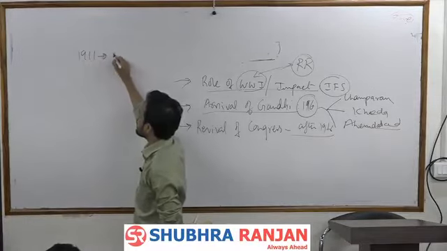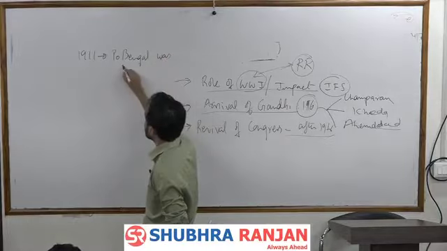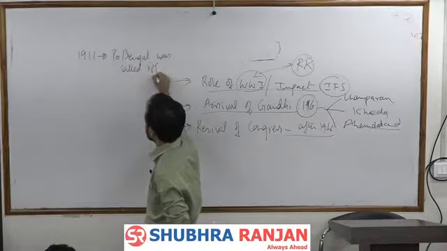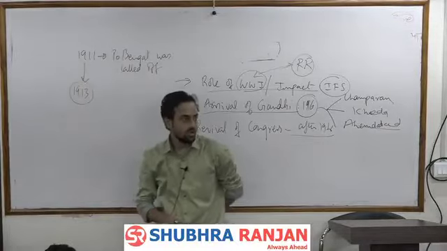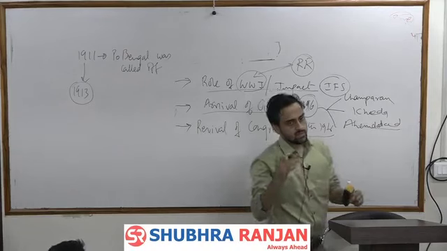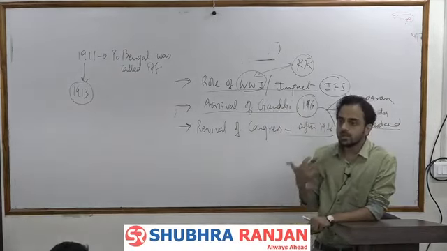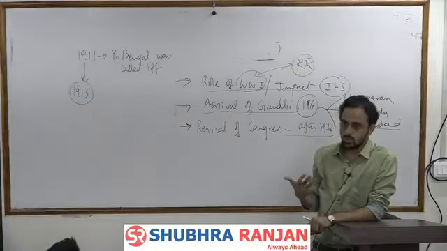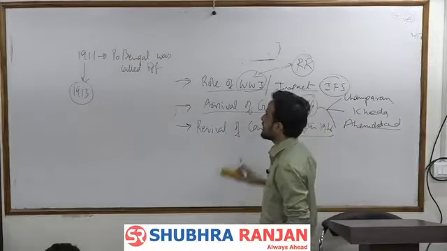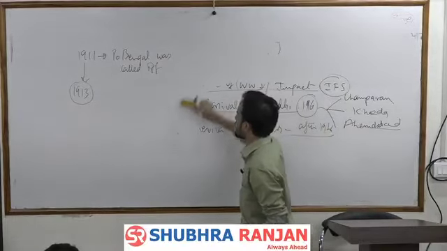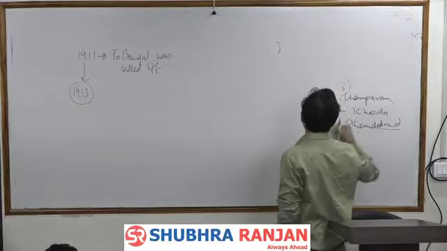In 1911, we've already talked about that the partition of Bengal was called off, right? Then in 1913, now we'll go on sequentially from 1911 till 1921 in chronological order. We'll go on discussing events and their significance from time to time. So in 1911, the partition of Bengal was called off. In 1913, there is the formation of the Gadar party.